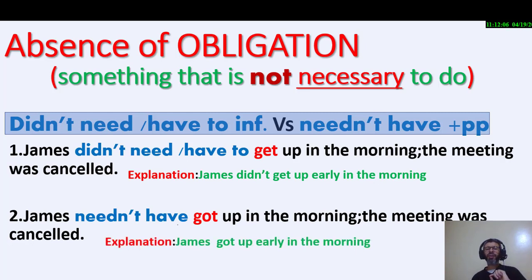Okay? For number 2, what is the explanation? James got up in the morning. It was not necessary for him to get up in the morning, but he got up. As you can notice here, for didn't need or didn't have to, we use it for absence of obligation when it was not necessary and the action was not performed. Okay, but for number 2, it was not necessary, but the action was performed.